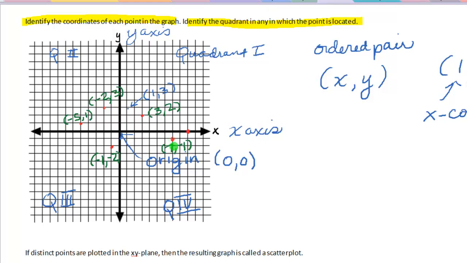And finally, this point, which is right on the x-axis, is in no quadrant. We say that it is not in a quadrant. It's on the x-axis. We count 1, 2, 3, 4, 5, 6, 7, 8, 9 for the x-coordinate and 0 for y. Since it's on the x-axis, y is always 0 for points on the x-axis, by the way.